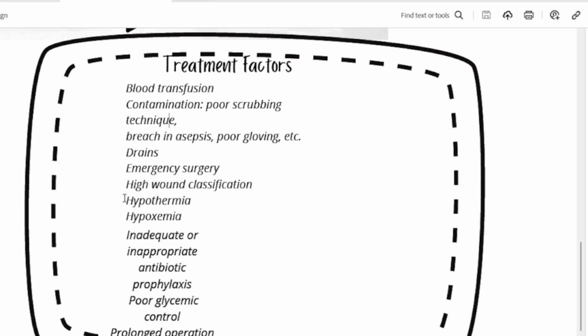For hypothermia, we have to maintain the OR temperature at a certain level. Then hypoxemia is another factor. And then inadequate or inappropriate antibiotic prophylaxis. We have to give antibiotic prophylaxis in case of contaminated wounds, dirty wounds, clean contaminated wounds. In clean wounds, we give it only if there is an implant in place. And poor glycemic control. So there has to be good glycemic control, and also a prolonged operation is a factor. So these are the treatment factors which are predisposing to a surgical site infection in your patient.